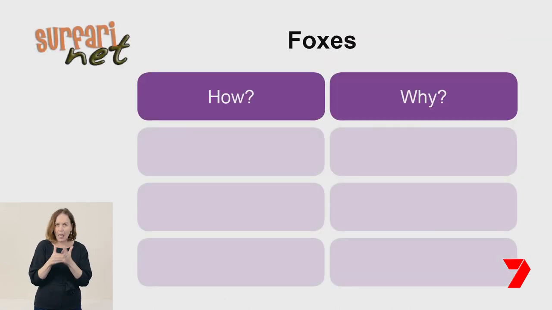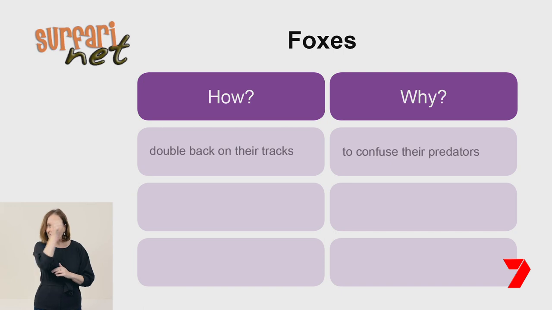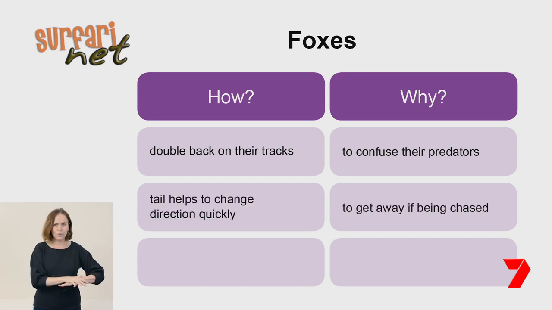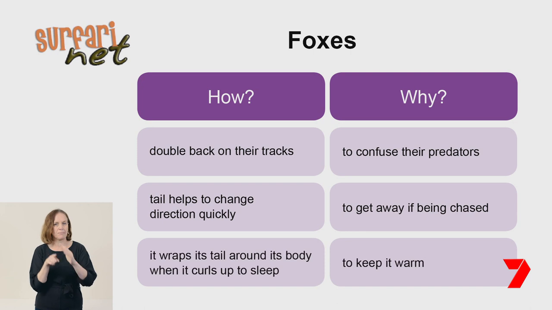I'm going to make a table and some notes about each question from my research. What can I find out about foxes being clever? I can see that foxes double back on their tracks, and that means they can confuse their predators. Their tail is very useful. It helps the fox to change direction, and that means they get away if being chased. And it also wraps around the curled up fox when it sleeps, so that keeps it warm.